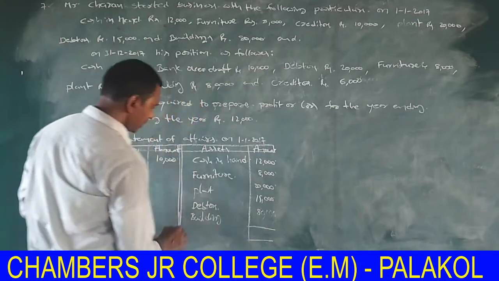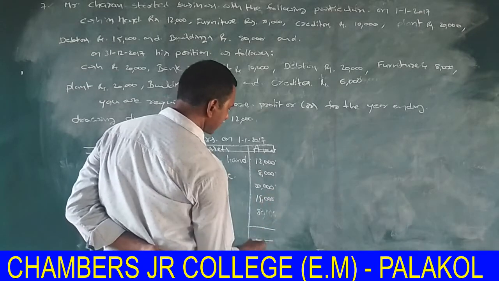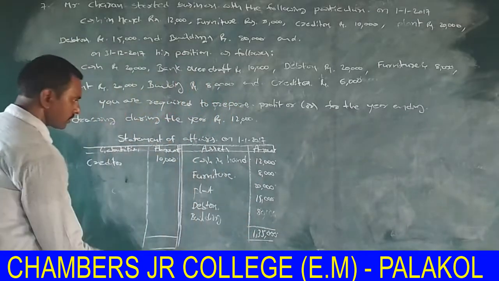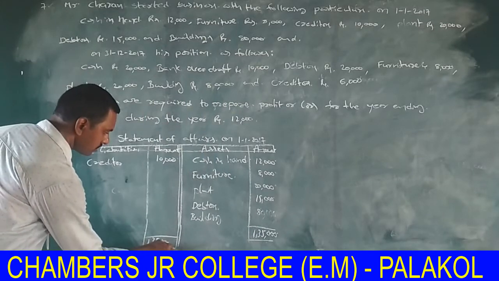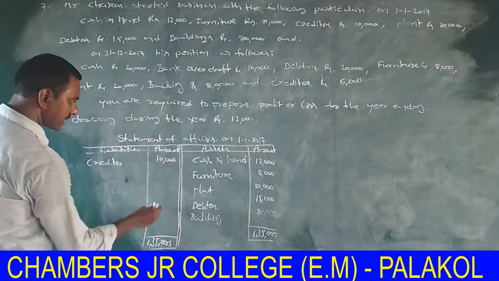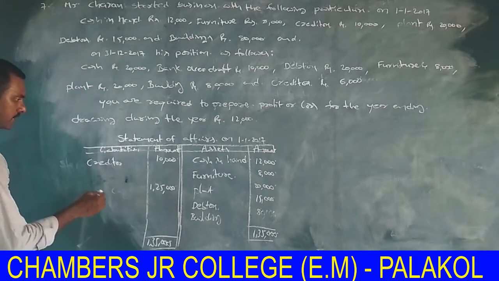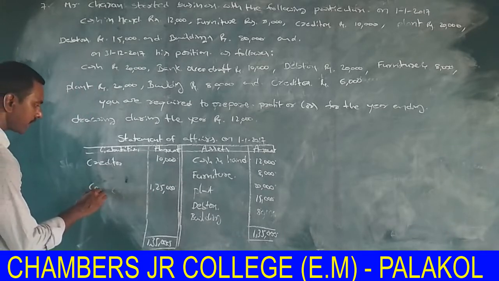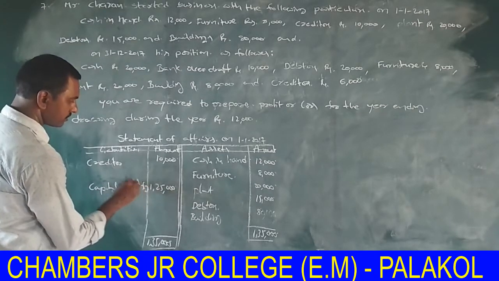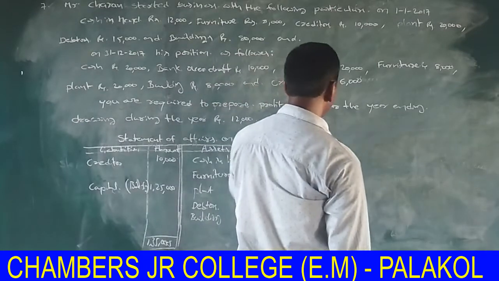Now take the total and find the difference. The total is 1,35,000. Taken into the same amount here. The difference between assets and liabilities, that is 1,35,000 minus 10,000, equals 1,25,000. This is the balancing figure, or capital at the beginning.